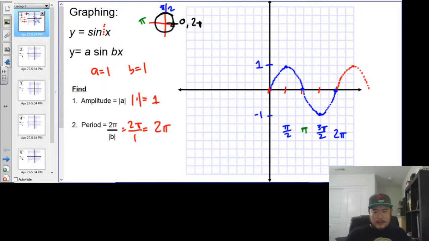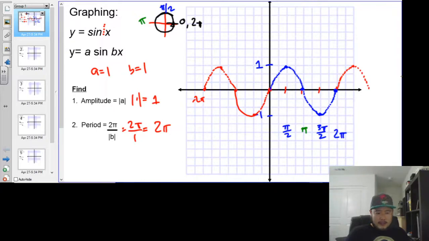If we go the negative direction, we'll go back down. And this right here would be negative pi over 2. It'll make its way back up right here. That'll be negative pi. Goes back up. Negative 3 pi over 2. And then coming back down right here, this would be negative 2 pi. And this is our sine function.